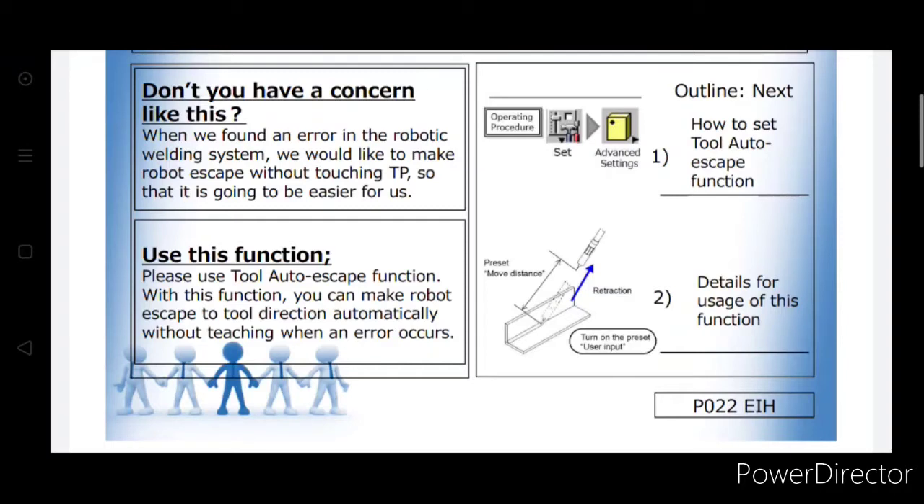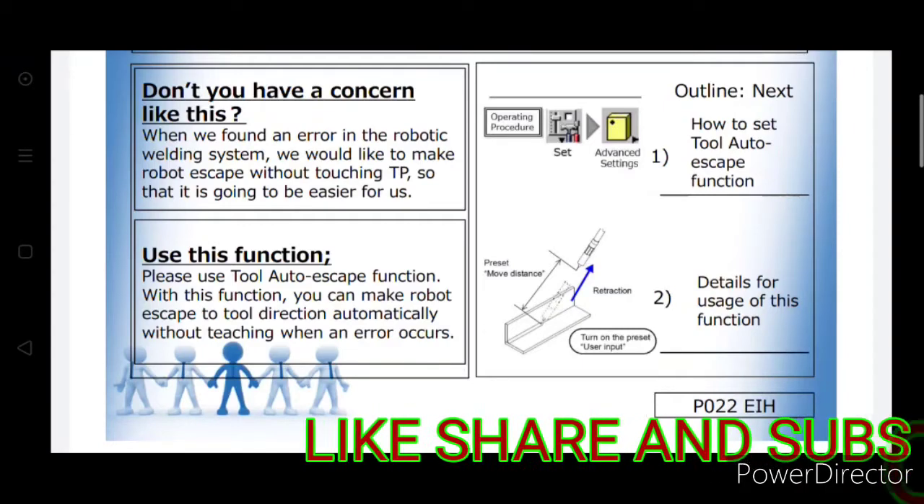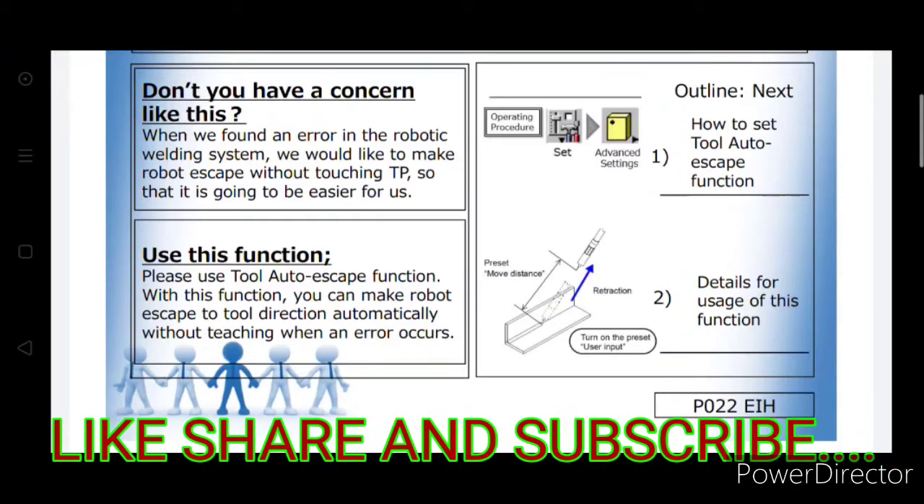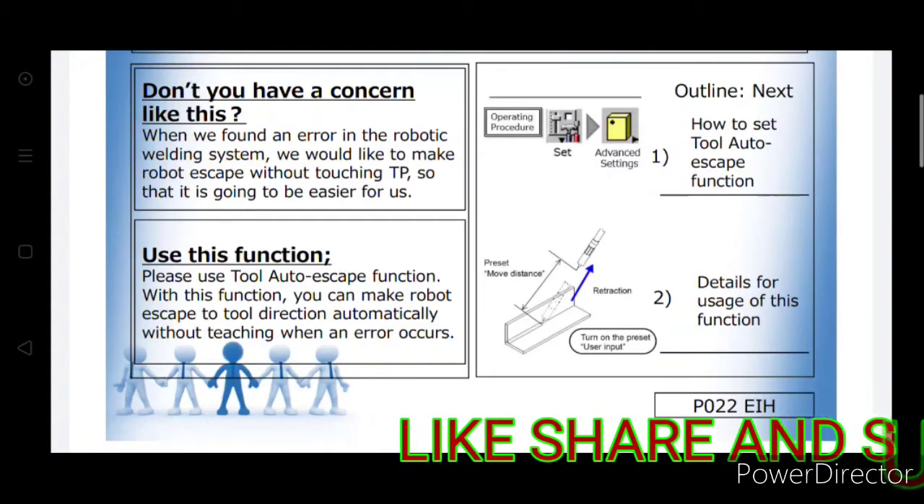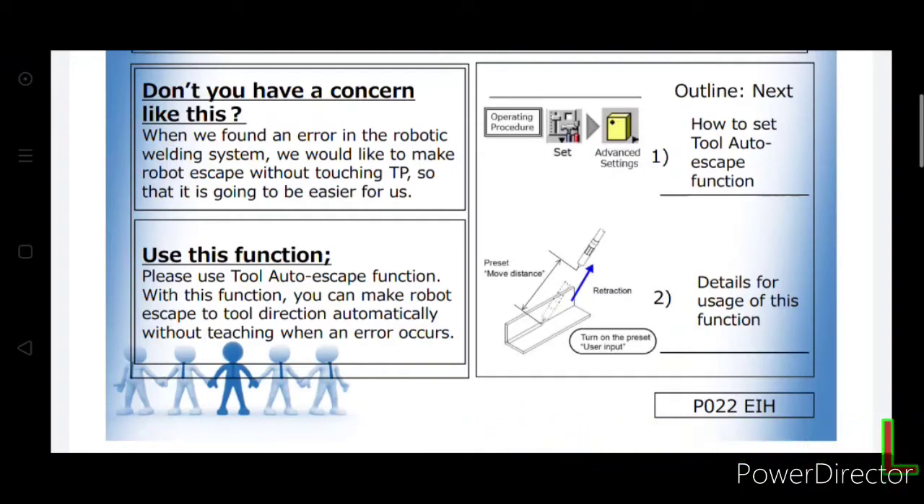Generally, we are facing a lot of problems during the welding, like a wire stick, wire error, and any types of error related to welding. The arc failure, no arc, at all types of the welding. Then use these functions to avoid this type of error.